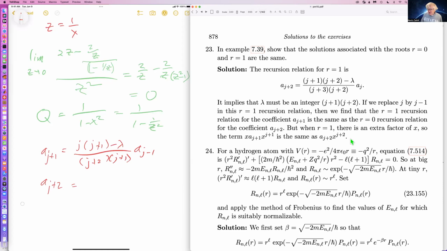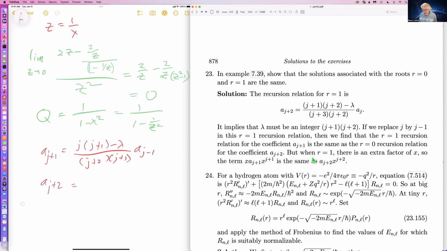Now, the next one is the hydrogen atom problem, and I gave this as a homework problem. So I'm not going to go through it in detail, but I'll just sort of set it up for you. The hydrogen atom potential, of course, is this, and we can write that as q squared over r, where q squared is e squared over 4 pi epsilon 0. So then the Schrodinger equation for the energy is this.